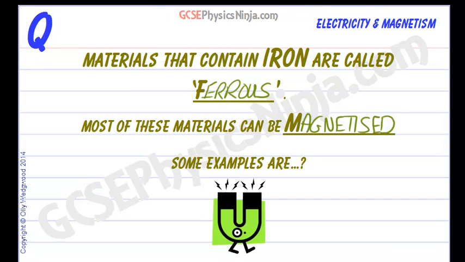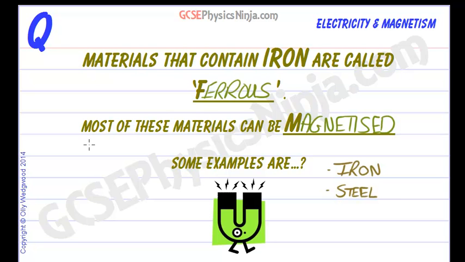And some examples of ferrous materials include things such as iron, obviously. Now that could be cast iron, which contains a lot of carbon. It's quite a brittle iron. It's used in manhole covers and that kind of thing. It could be steel. Now, steel is a mixture of iron and carbon and some other elements as well, but it's mostly iron, and so that is a magnetic material.